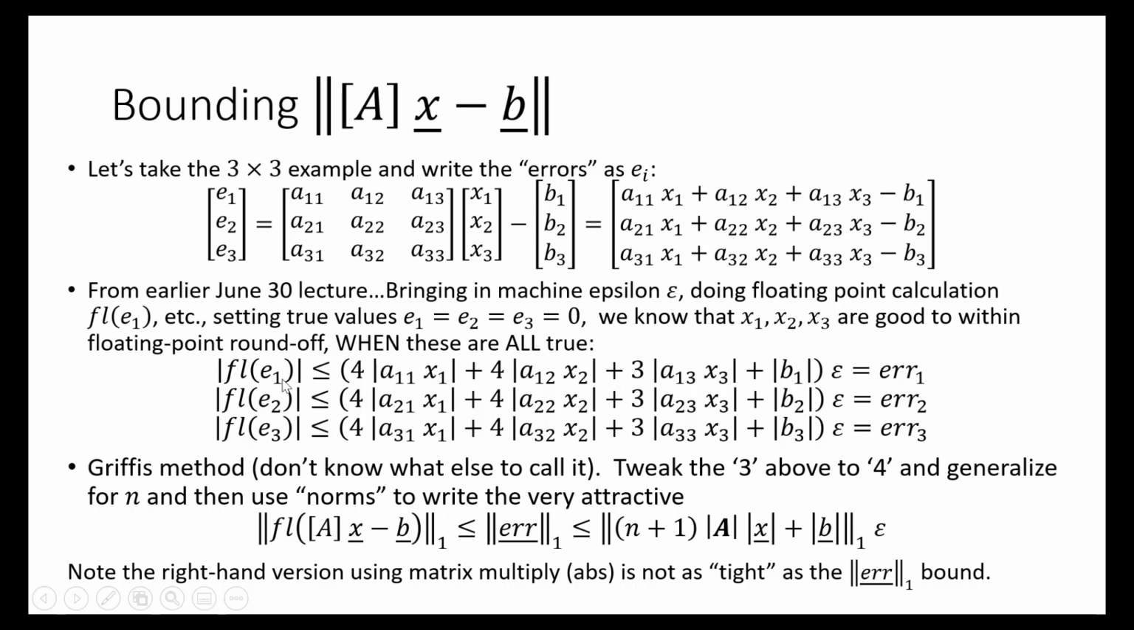We say that the absolute value, for example, of E1, when it's calculated, needs to be less than or equal to this γ1. And γ1 comes about from a particular factor times the machine epsilon. And that particular factor comes about from x1 times a11, scaled by 4, x2 times a12, scaled by 4, x3 times a13, that one scaled by 3, and then you're adding in the absolute value of b1.